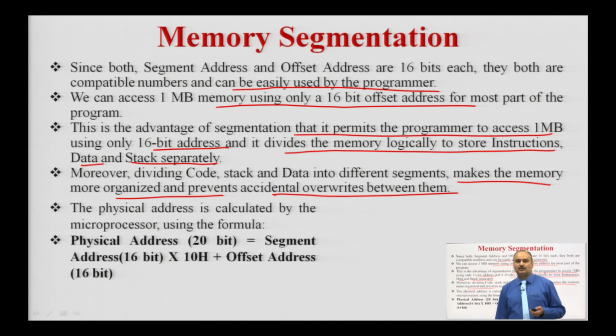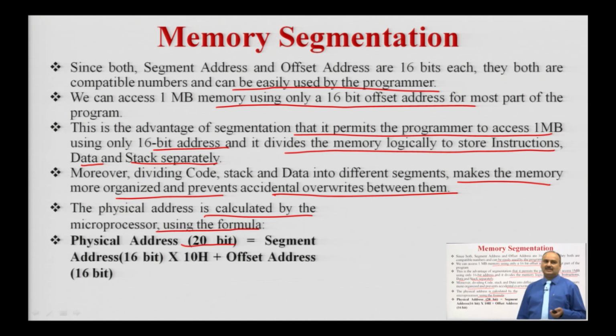So, in order to avoid the overwriting of the information of one memory with another, we can organize the memory in a proper manner with the help of memory segmentation. The physical address is calculated by the microprocessor using a formula. It is required to remember that the physical address is always 20-bit, and it is obtained by the addition of the segment address, which is present in the segment register.